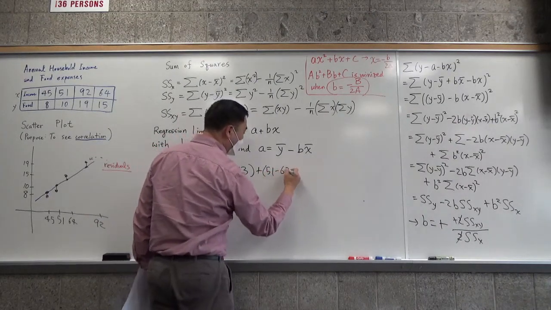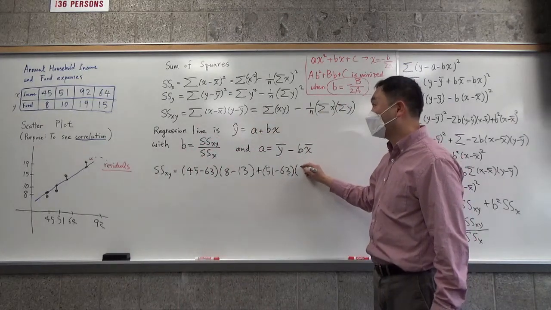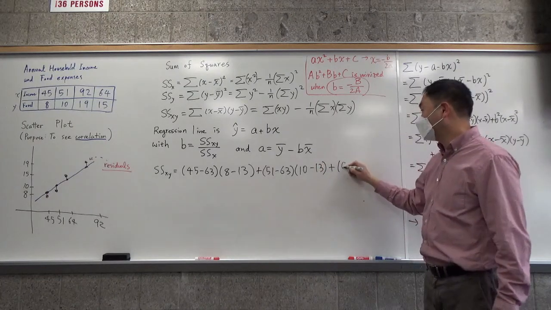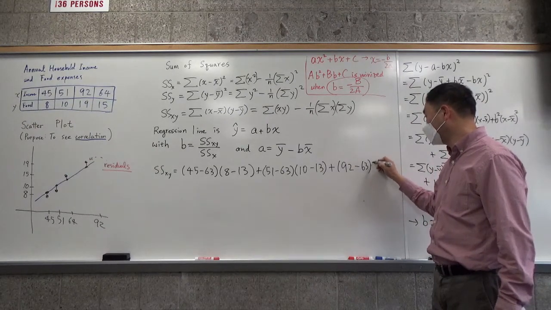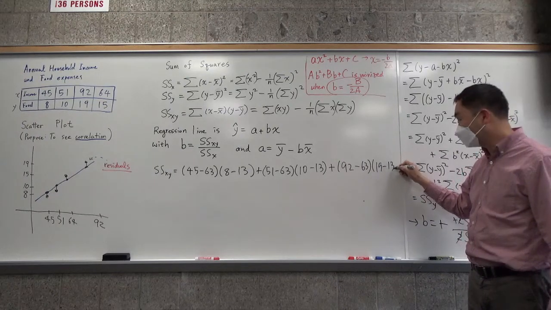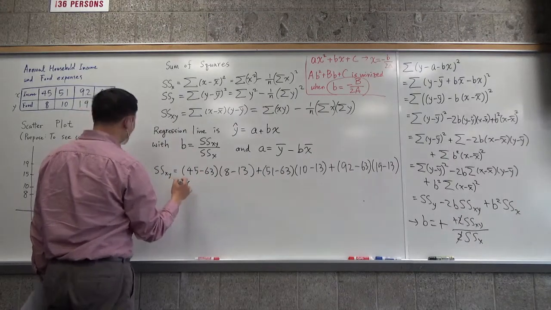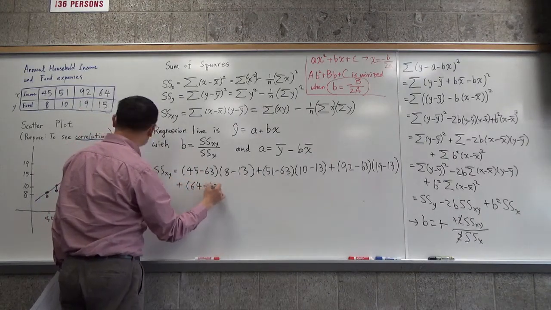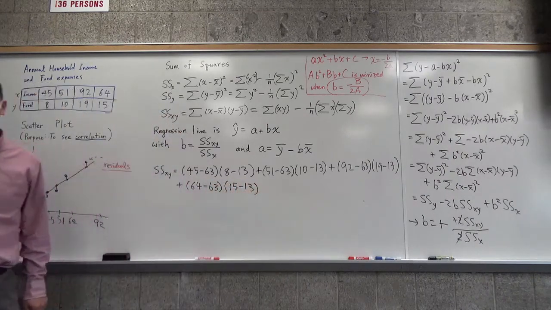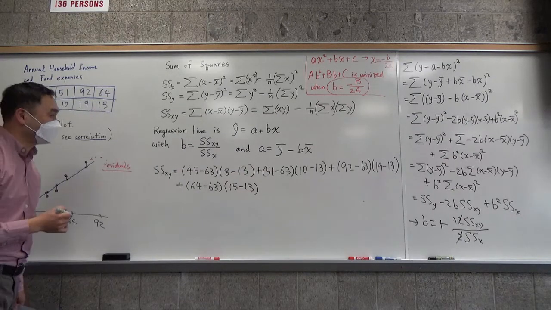51. You know, somebody help me out here. Can you calculate this with your calculator? Because I don't want to spend time doing it. 10 minus 13, plus 92 minus 63. And then 19 minus 13. This is a good chance to earn brownie points, you know? 64 minus 63, and 15 minus 13. Okay, what did you get? Anyone quick? Not that quick. Still have to wait.